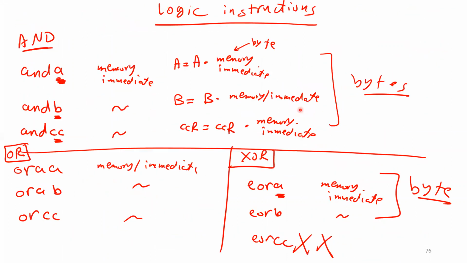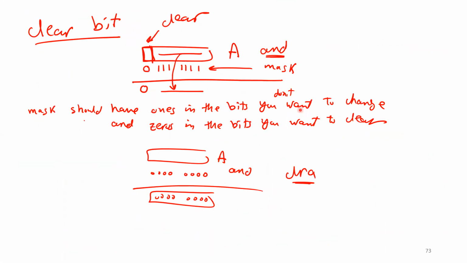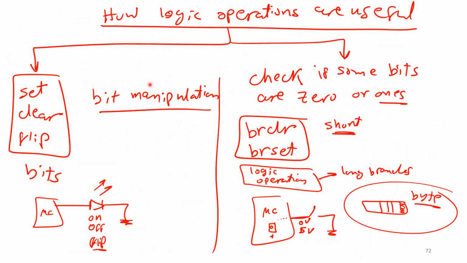Now, I told you before, this whole topic is about how we can use logic operations to manipulate bits, and I think I explained it very well. I gave you a lot of examples. Now you should know, if you have a byte, how you can set some bits, clear some bits, and flip some bits. That's easy. Now I'm going to move to the next part.